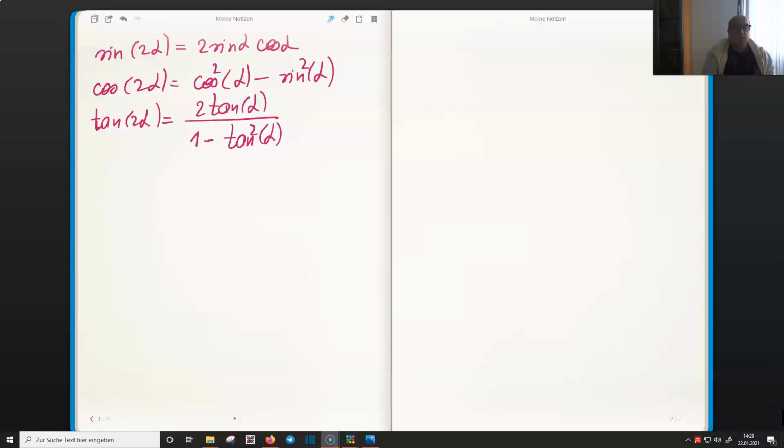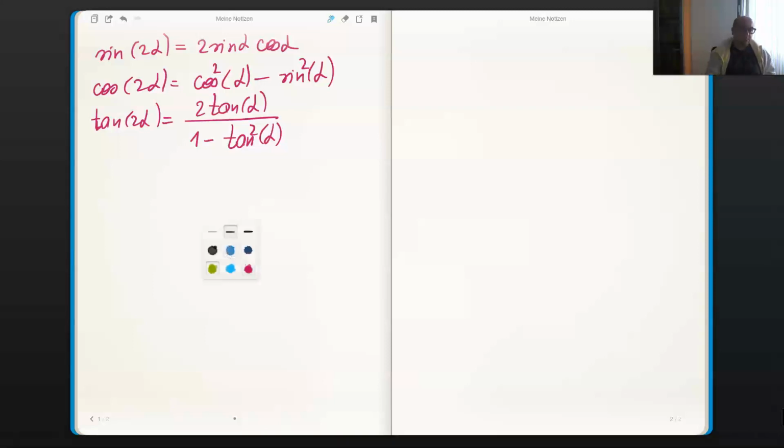Today I would like to show you guys how the formulas for double angles are working. Okay, so sine of 2 alpha, cosine of 2 alpha and tangent of 2 alpha. So let's see how it works. So first of all, what about sine of 2 alpha?